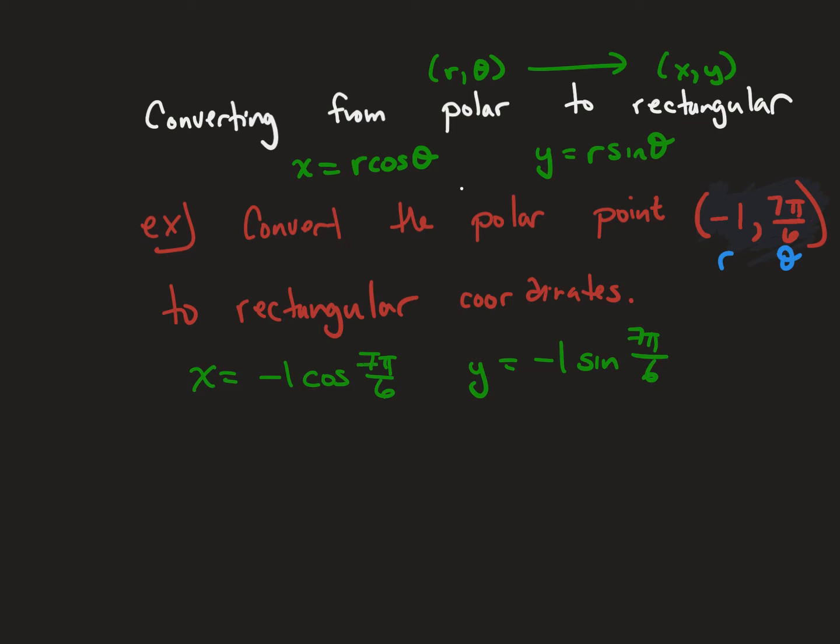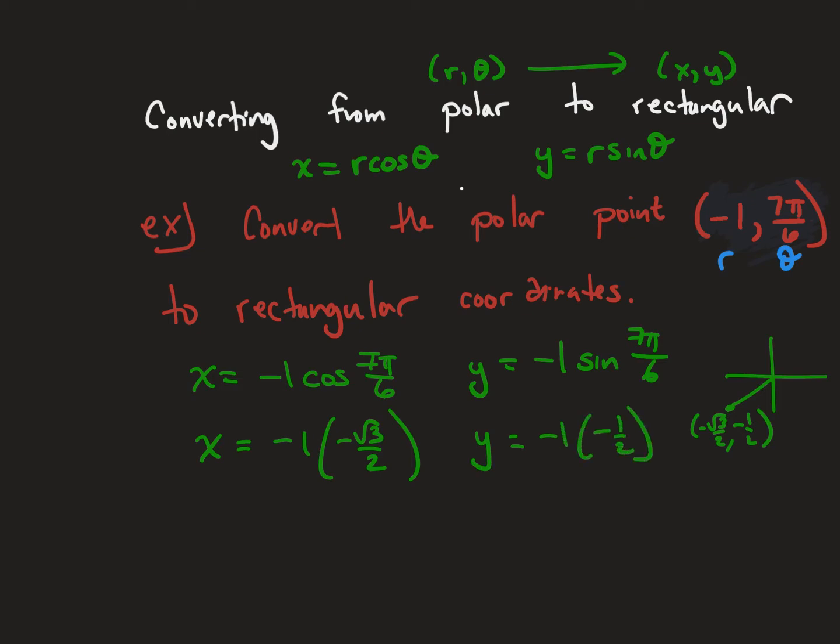Now the sine and cosine of 7 pi over 6 can simply be found on the unit circle. If I look up 7 pi over 6 on my unit circle, it's down here. It'd be negative radical 3 over 2, negative half. So my cosine is negative radical 3 over 2, and my sine is going to be negative 1 half.